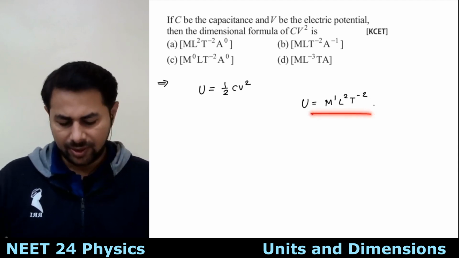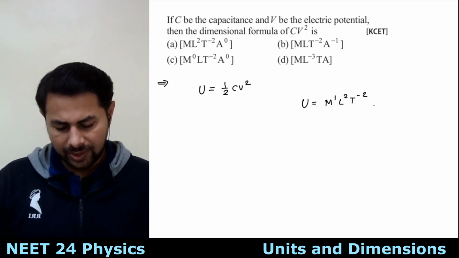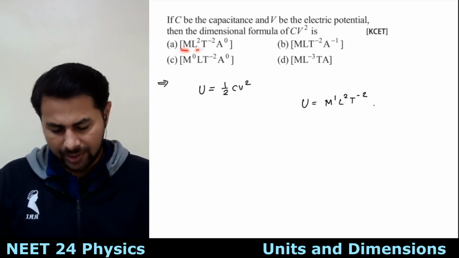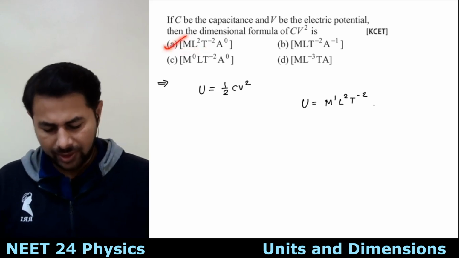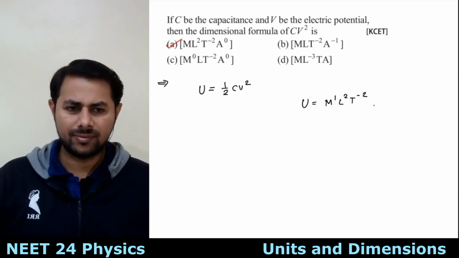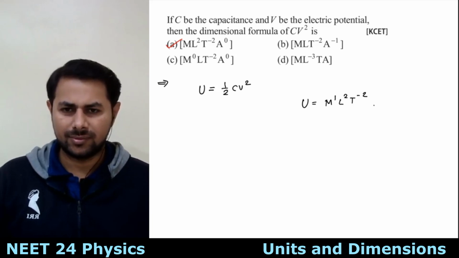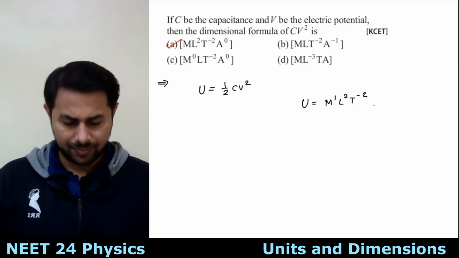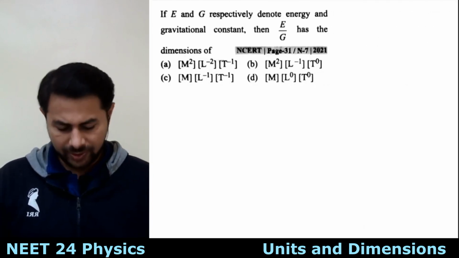That's it. So which one is correct? M1 L2 T minus 2, and A will be equal to 0, right? M1 L2 T minus 2. So it is option A only. This is clear? Okay, good. Let's see next one.